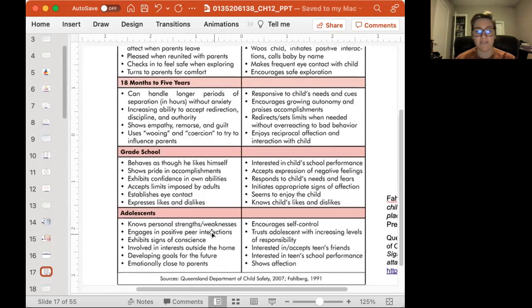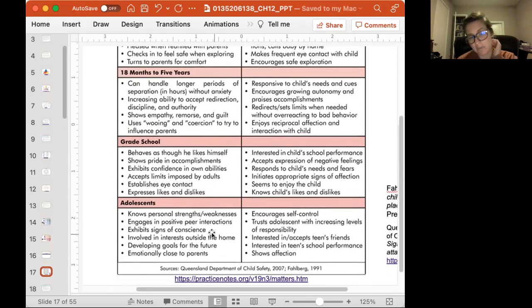From 18 months to 5 years, with secure attachment, the child can handle longer periods of separation, in hours, without anxiety. They've also got an increasing ability to accept redirection, discipline, and authority. They show empathy, remorse, and guilt, and they use wooing and coercion to influence their parents. The parent is responsive to the child's needs and cues. They encourage growing autonomy and praise accomplishments. They redirect and set limits when needed without overreacting to bad behavior, and enjoy reciprocal affection and interaction with the child.